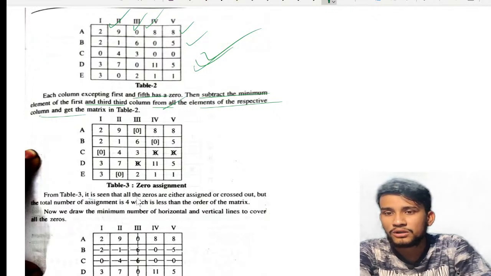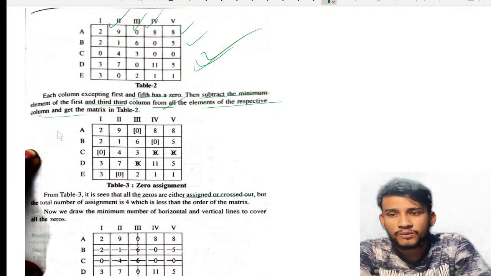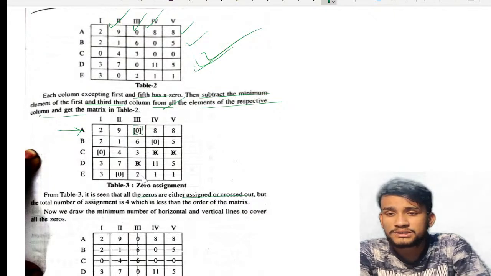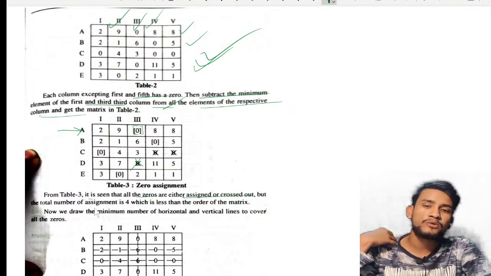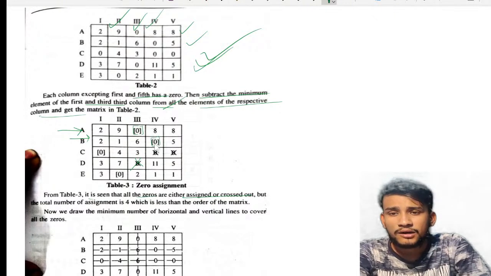It is seen that all the zeros are either assigned or crossed out. That means we first assign how? First we see the first row. Since in the first row there is only one 0, we choose this 0 and the zeros corresponding to this column will be crossed out. So this is the process. Now we go to the second row. We see there is a single 0, we write it in brackets and we cross out the corresponding zeros of the corresponding column, that is in the fourth column.